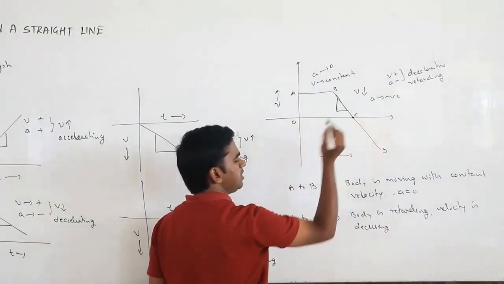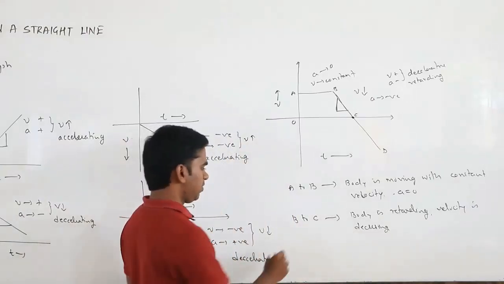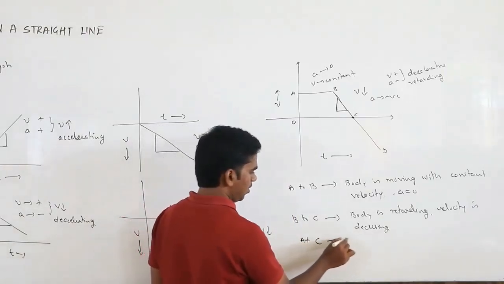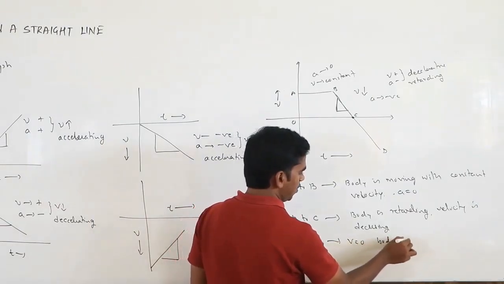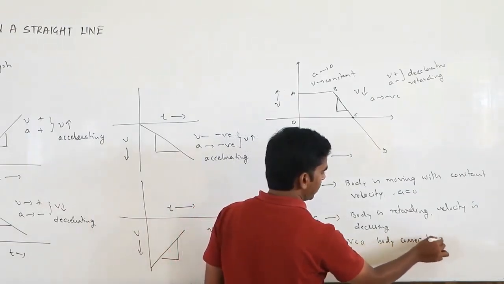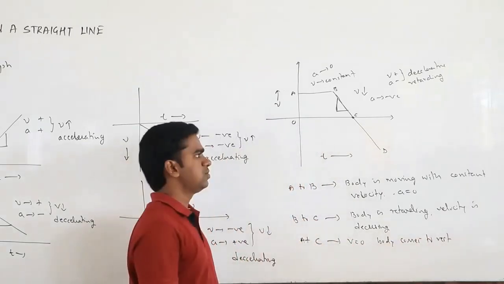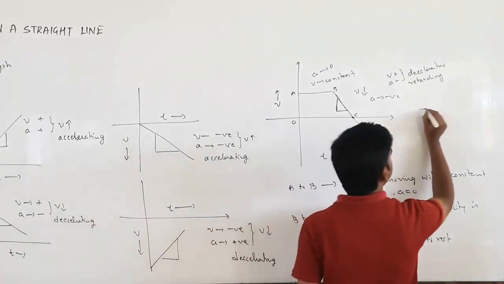So at C, what will happen? At C, velocity becomes 0. Means what? The body comes to rest. It was moving in this direction.